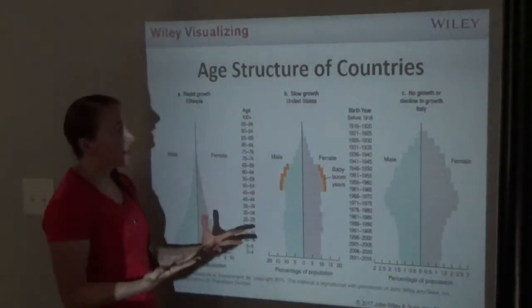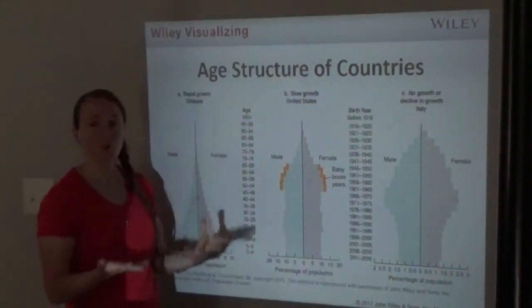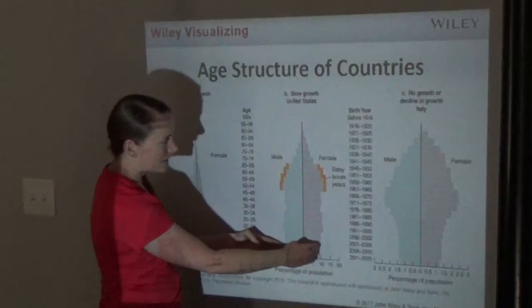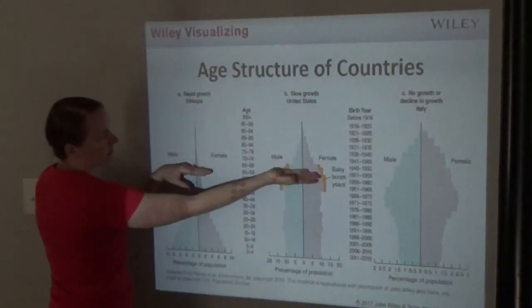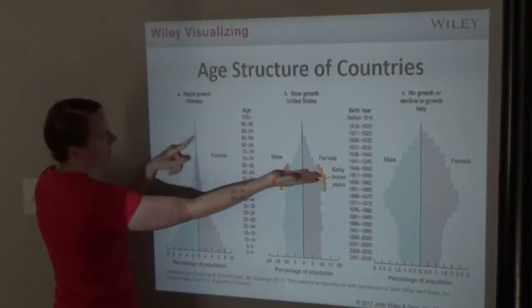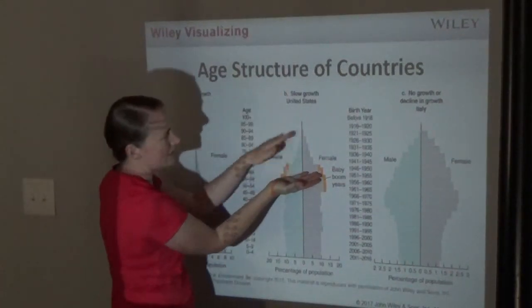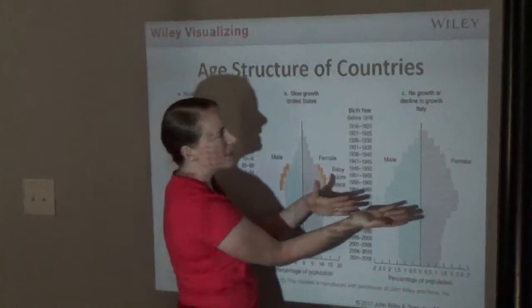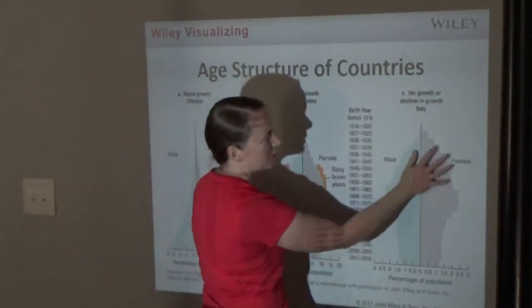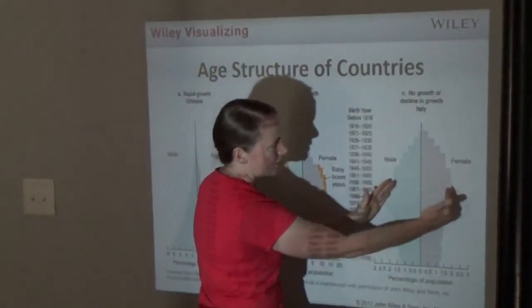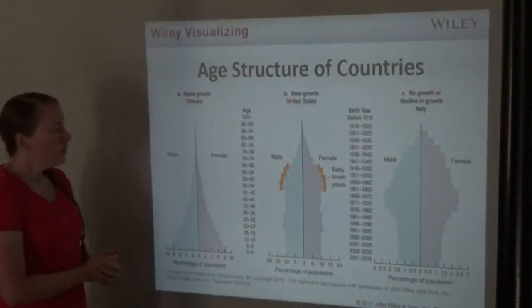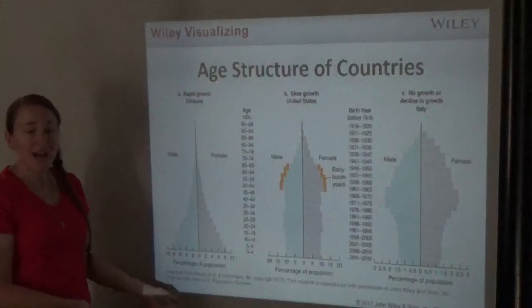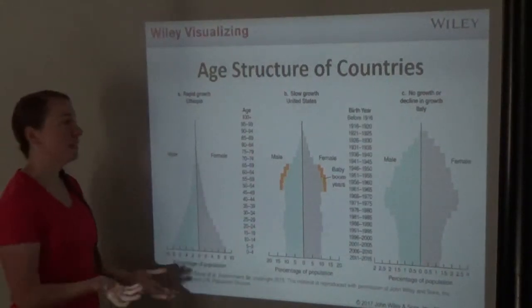Here's what the United States would look like. It has slow growth. So if you look, there's a lot fewer kids and a lot more older people. Look at this part, just this part compared to Ethiopia. There's barely anybody up here, and in the United States it looks like this. And then in Italy, they have no growth or declining growth. If you look, it's wider up here, so they're starting to get a lot more old people. So, which one's the best? Well, they all have their pros and cons, just like everything that we talk about in this class.